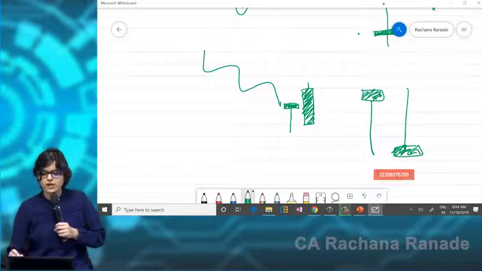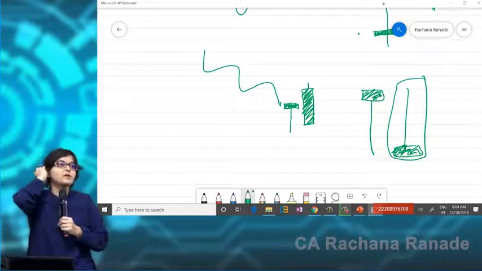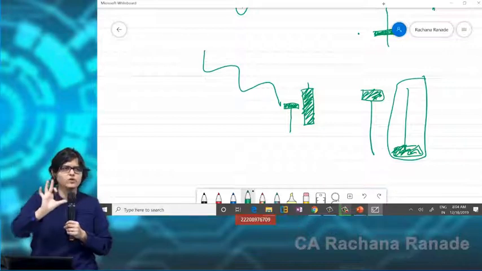Of course, I'm not telling you what an inverted hammer is right now. We are going to do this, just wait for some time. Inverted hammer could have a different interpretation as well. We're going to talk about that. Okay.